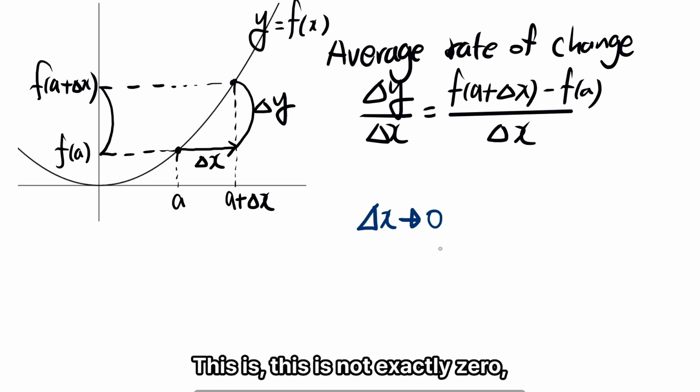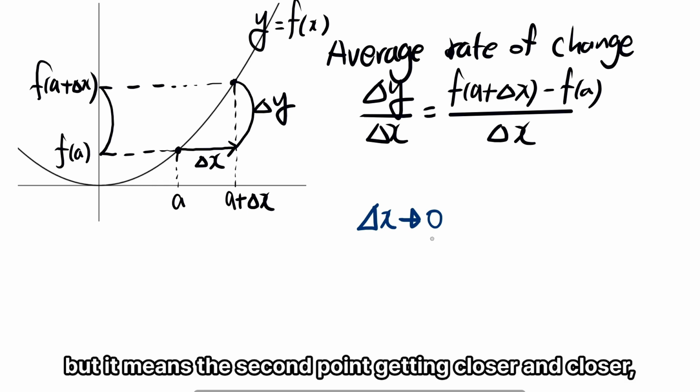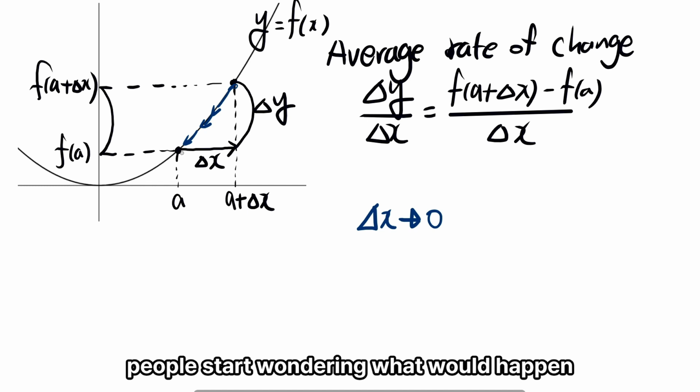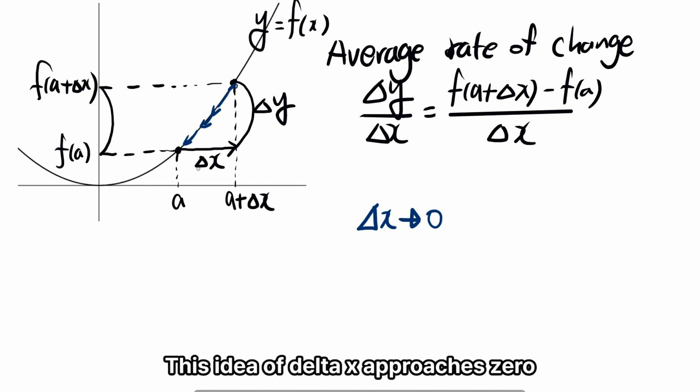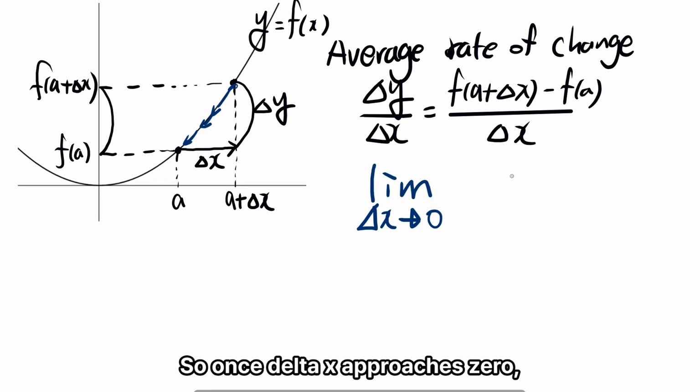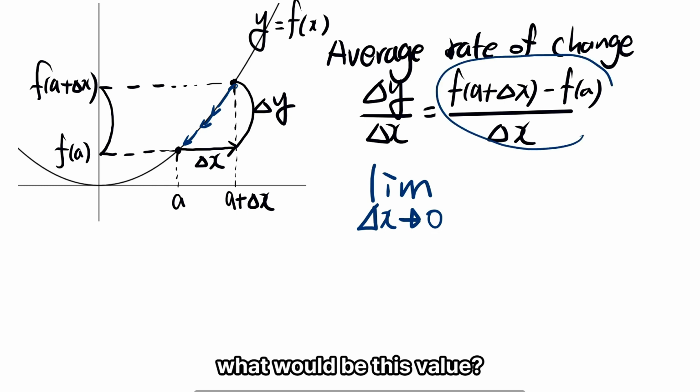This is not exactly 0, but it means the second point is getting closer and closer to the first point. People started wondering what would happen. This idea of delta x approaching 0 is the first concept we are going to learn, limit. So once delta x approaches 0, what would this value be?